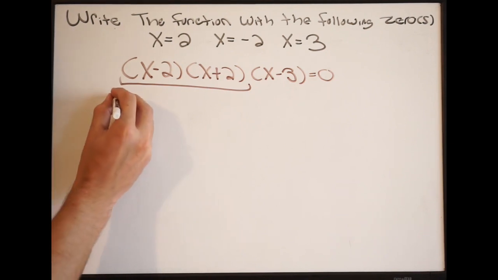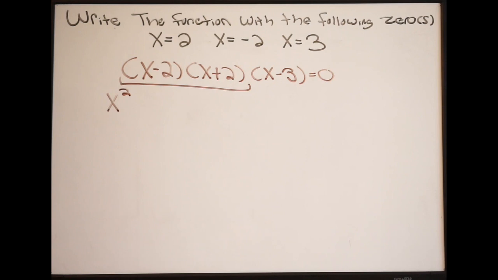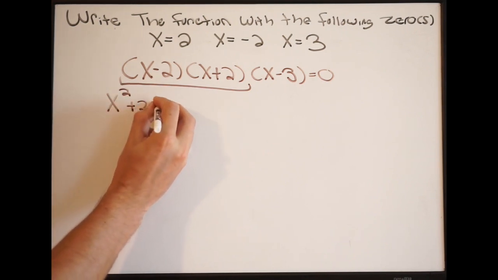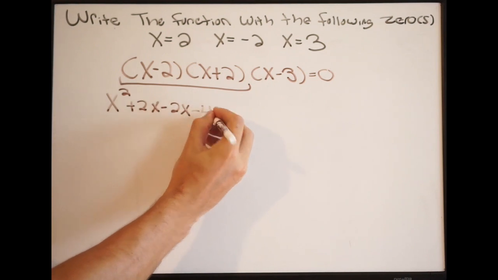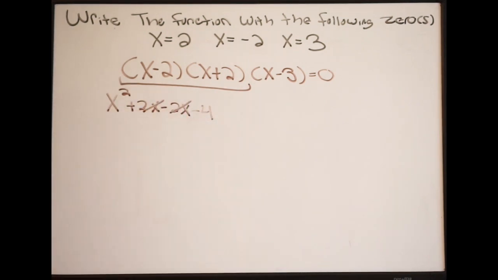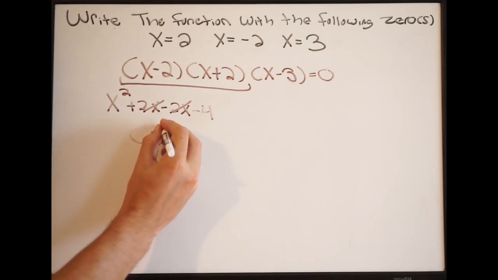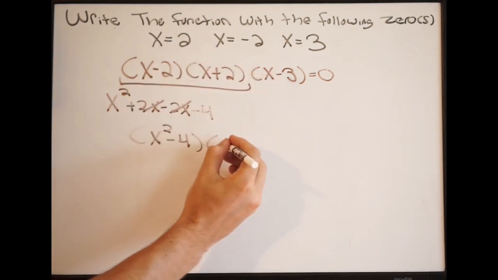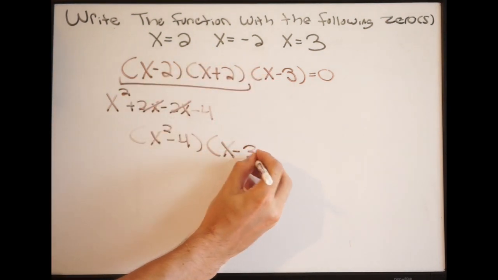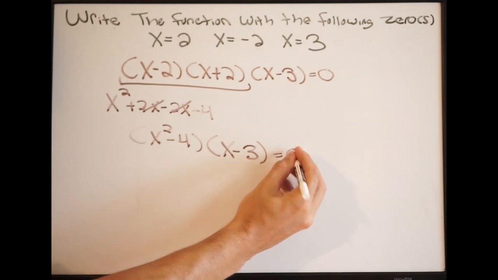You're going to get x squared plus 2x minus 2x, and then minus 4. And we can see that these 2 terms here cancel out, and we're simply going to be left with x squared minus 4, okay, and then we have x minus 3. Again, this would all be equal to 0.